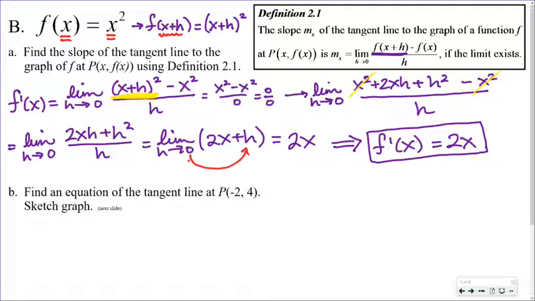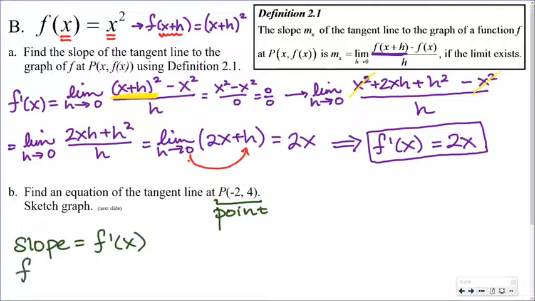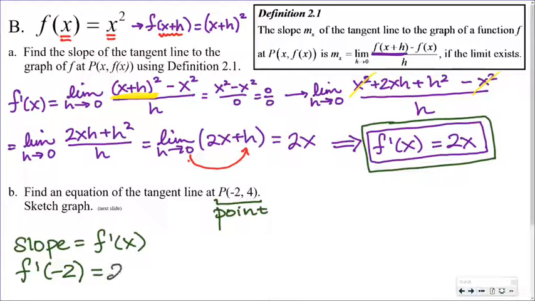Okay, so now we're going to write the equation of the tangent line at the point negative 2, 4. So I already have a point right here. Now I only need a slope, which I get from the derivative. So I want the derivative when x is negative 2, and I'm plugging that into this formula that we just found. When x is negative 2, my slope is negative 4. And so now I'm going to use the point and the slope to write the equation of my tangent line.